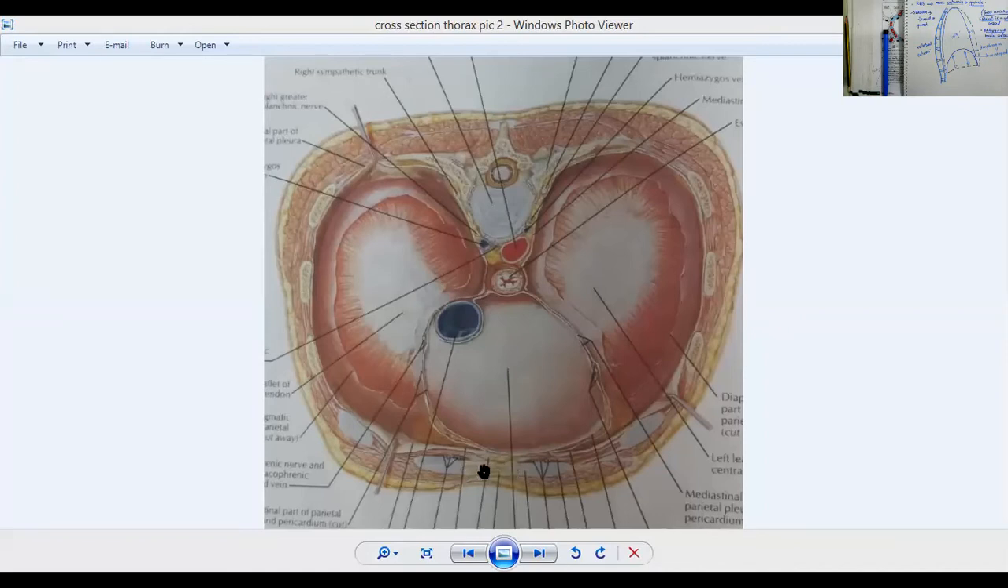Somebody was asking, but I will show you a better picture. Okay. These are the ribs, and these are the intercostal muscles in between them. Okay. I will show you better pictures.